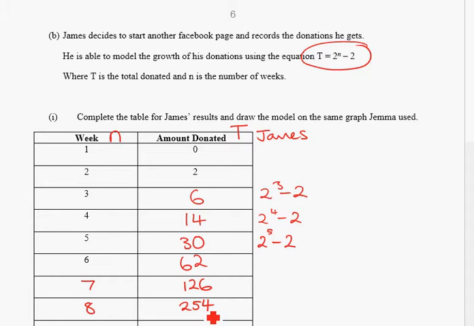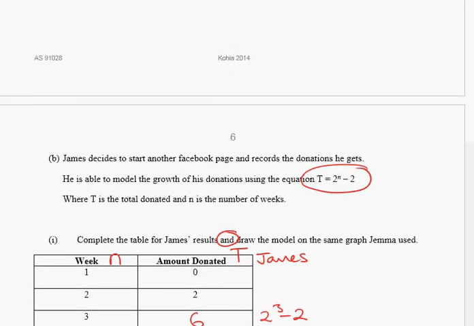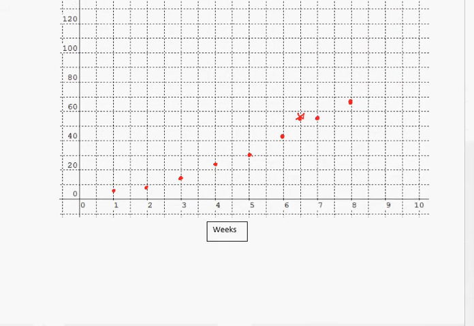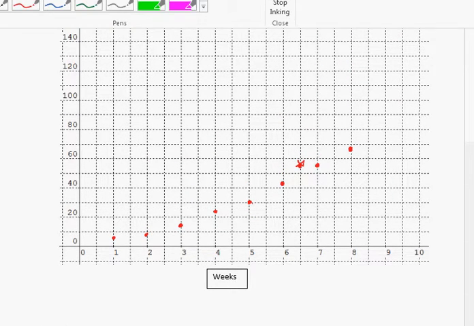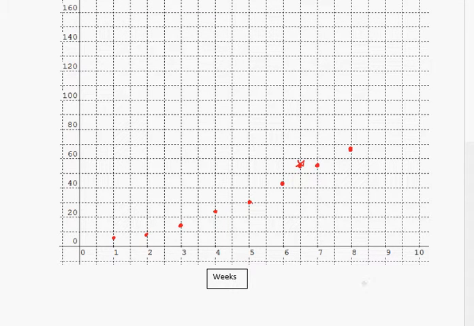Part 2 says use the graph or otherwise to find after how many weeks will James and Gemma have the same amount of total donations. Now there was an and up here, and it did say to draw this model on the same graph, so we'll see how we go. Obviously you want to use different colours or some way of telling them apart. So if I use, let's use blue. So this will be for James.